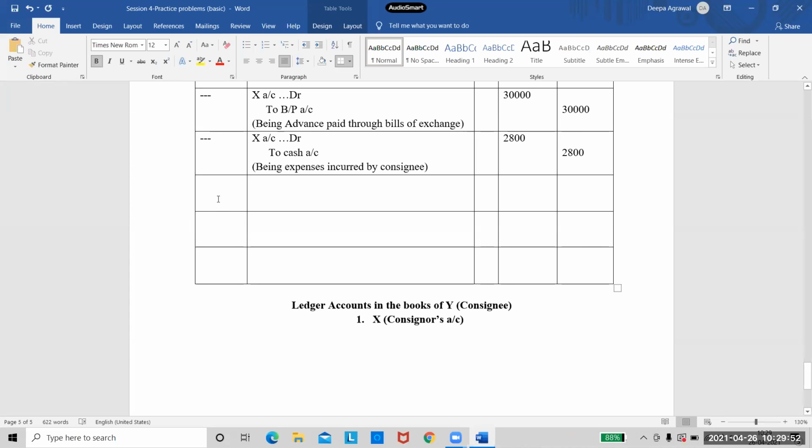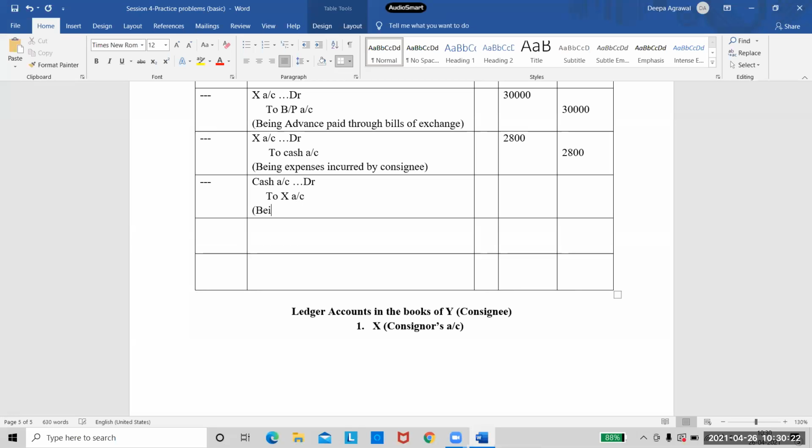After expenses, what do we go to? The third journal entry for sales, sales made by the consignee. So sales is an income. The entry will be reversed because consignee will receive the amount first. So we will write the entry as cash account debtor to consignor's account, because again this is going to go to the consignor. So sorry, not consignor, we need to write to X account. We have to write his name. So being sales made by the consignee.